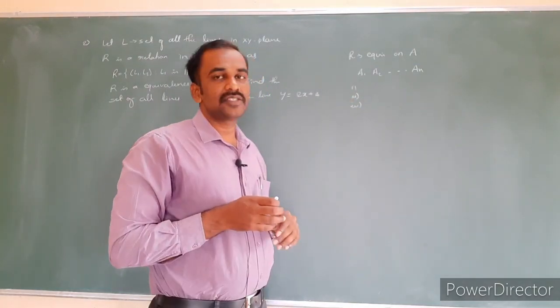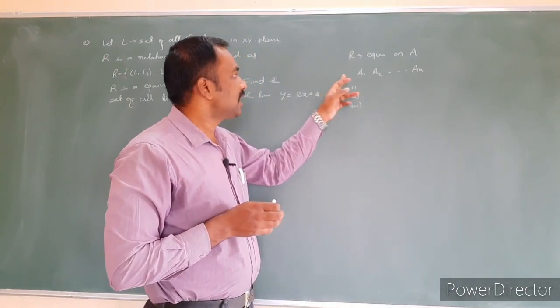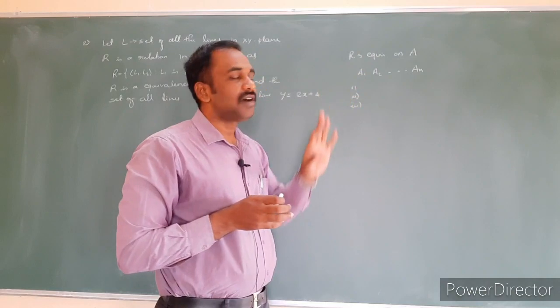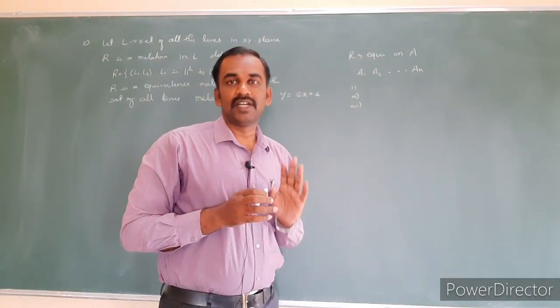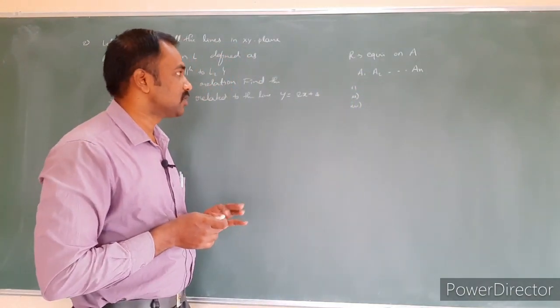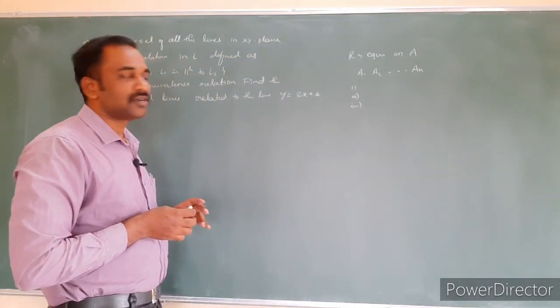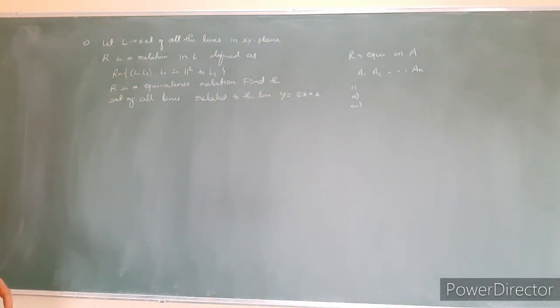If these three conditions are satisfied, then only you can say that these subsets, whatever subsets you have written, are the required equivalence classes of the given relation. Very simple definition. Based on that, one example was already solved in a previous video. Now one more example.